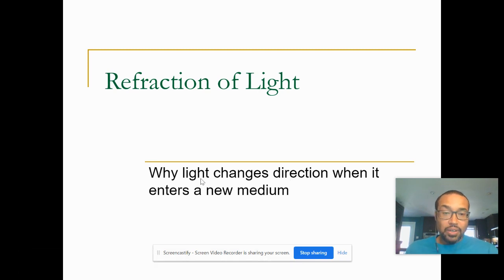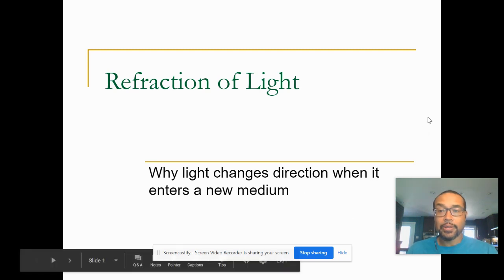And as you'll see there, the subtitle is Why Light Changes Direction When It Enters a New Medium. So let's examine that.